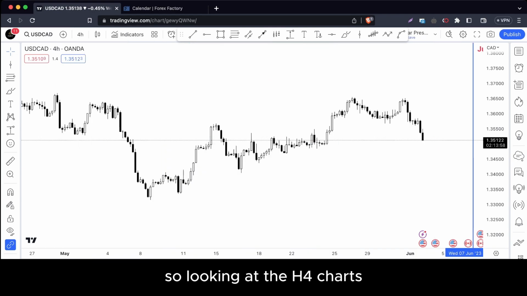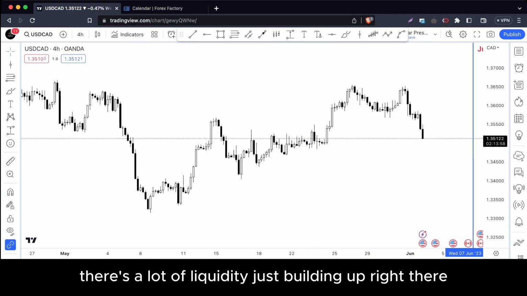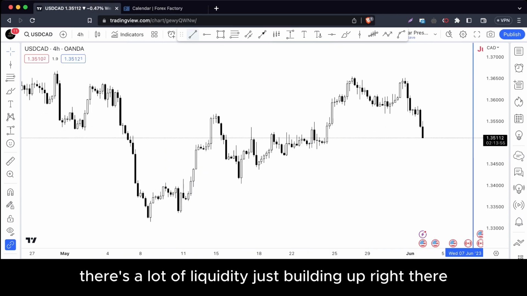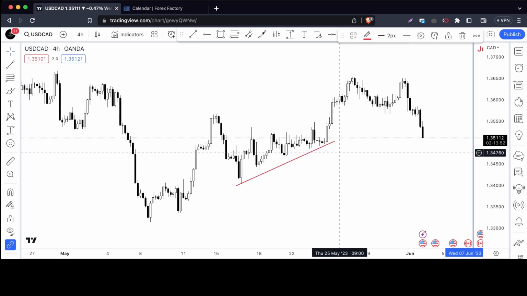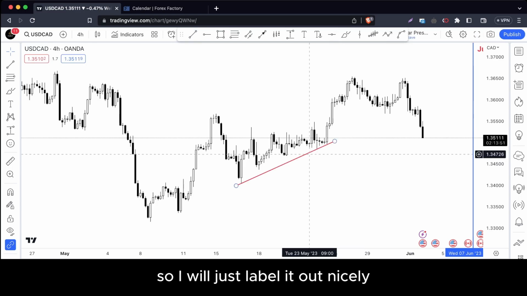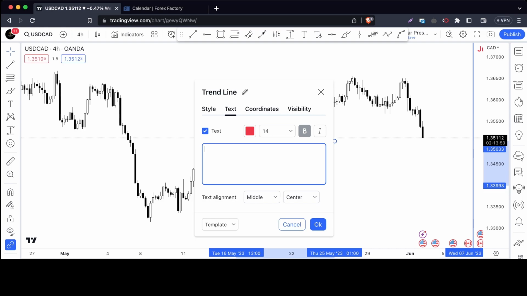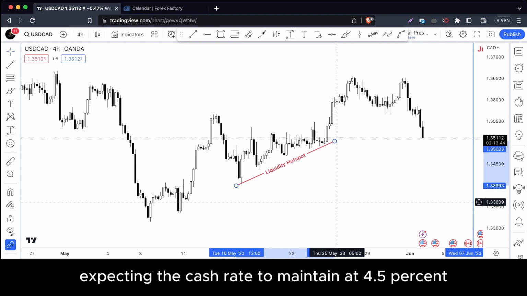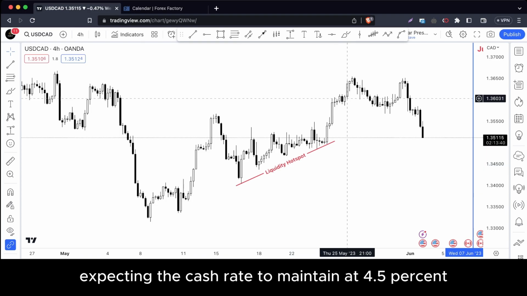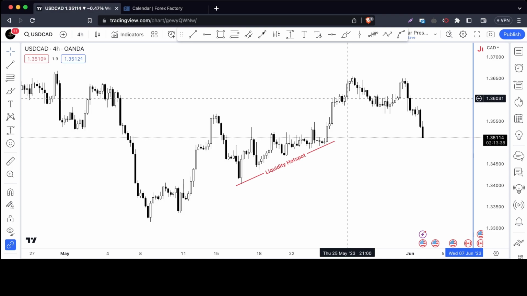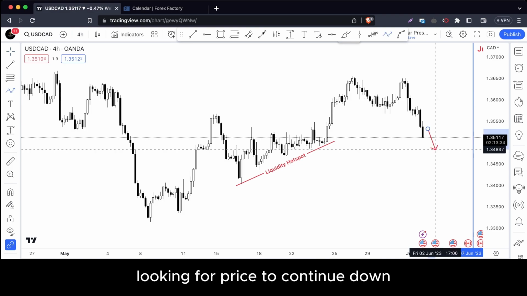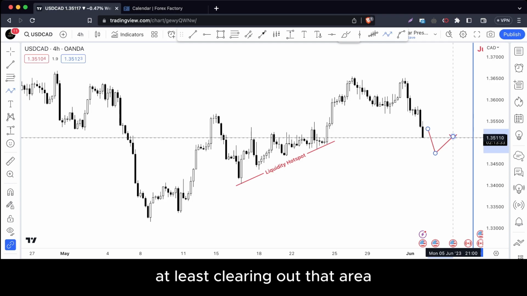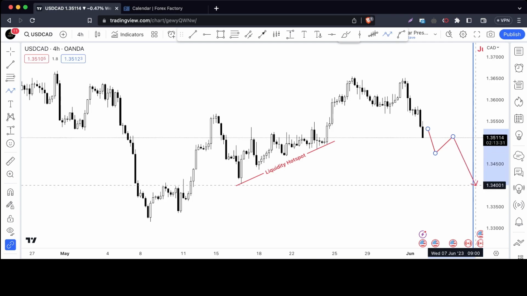Looking at the H4 charts, there's a lot of liquidity just building up right there. So I'll just label it out nicely. Liquidity hot spots. So liquidity is building up, so I'm actually expecting the cash rate to maintain at 4.5%. Looking for price to continue down, at least clearing out that area.